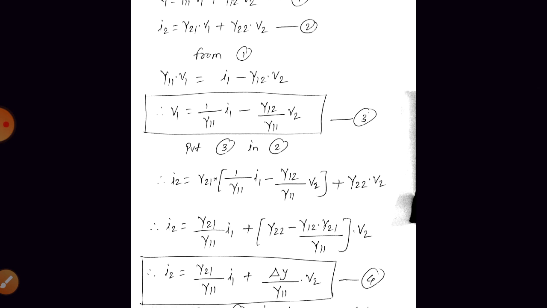So in my next video we are going to discuss how to solve the numericals on conversion of parameters. For example, suppose we are given a two-port network and the Z parameters of the two-port network are also given, and if we want to find the Y parameters, then how we need to simplify this, that type of questions we are going to discuss in my next video.